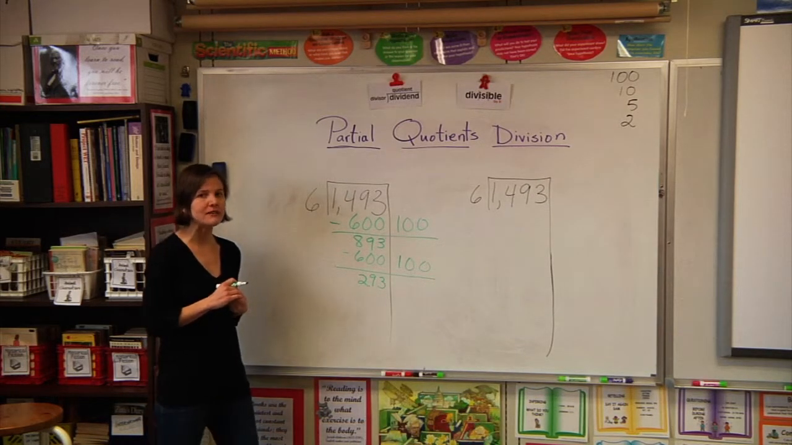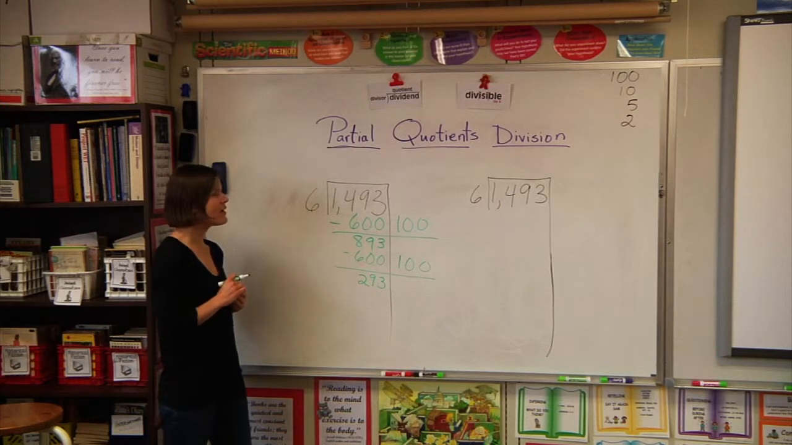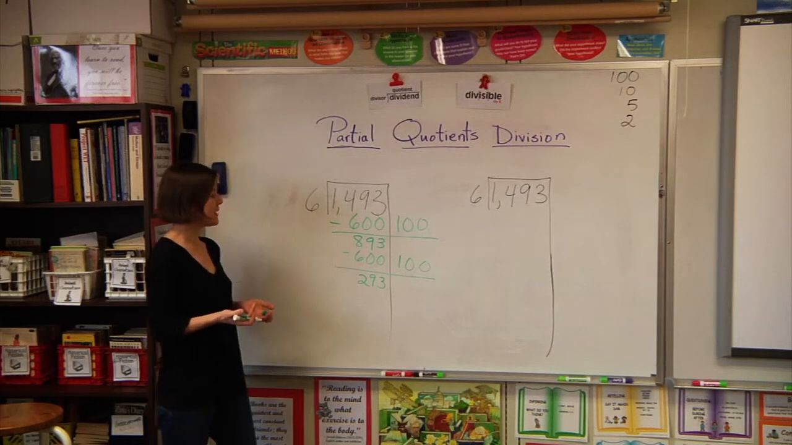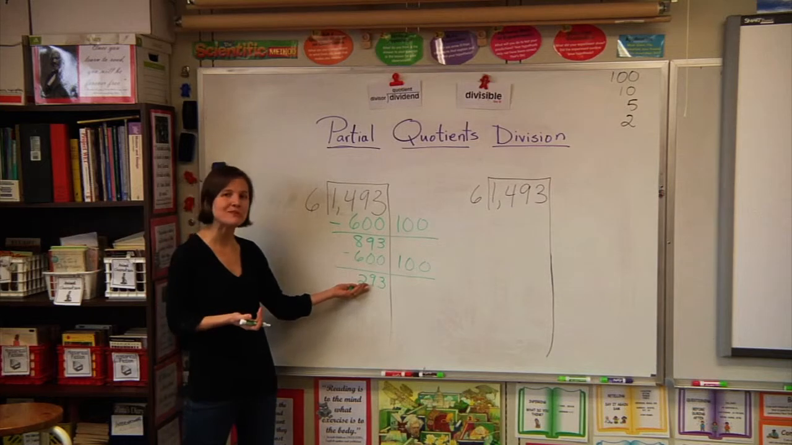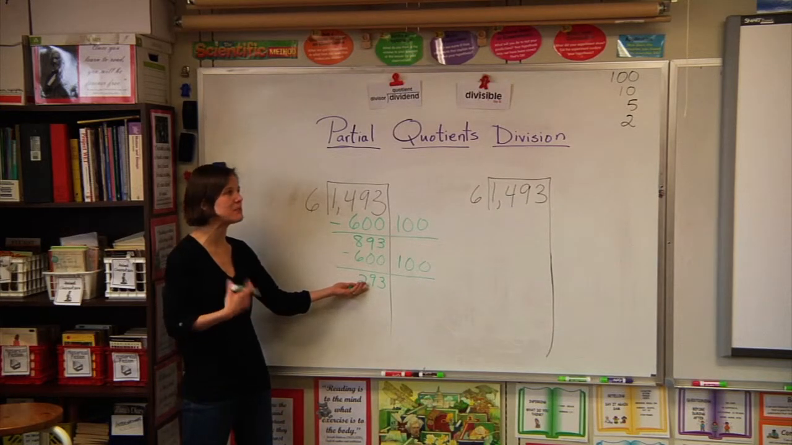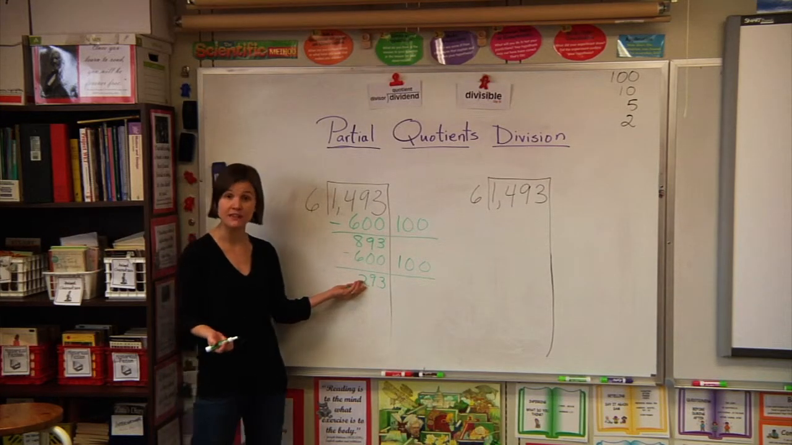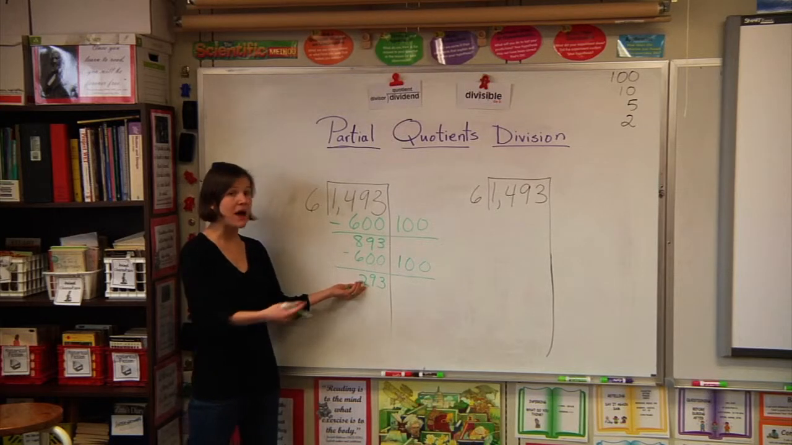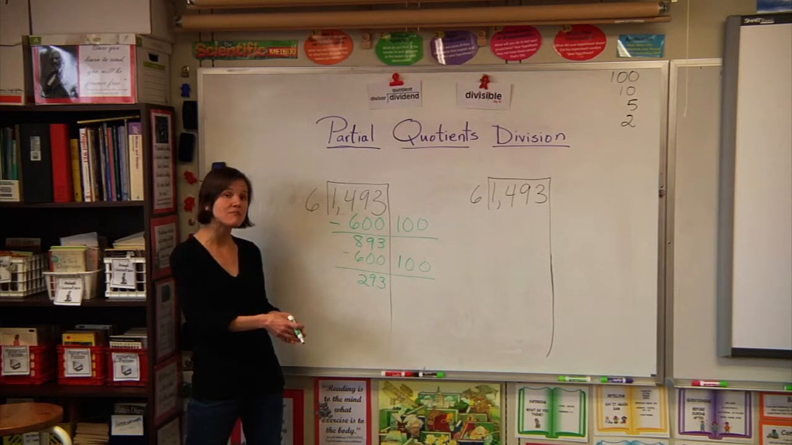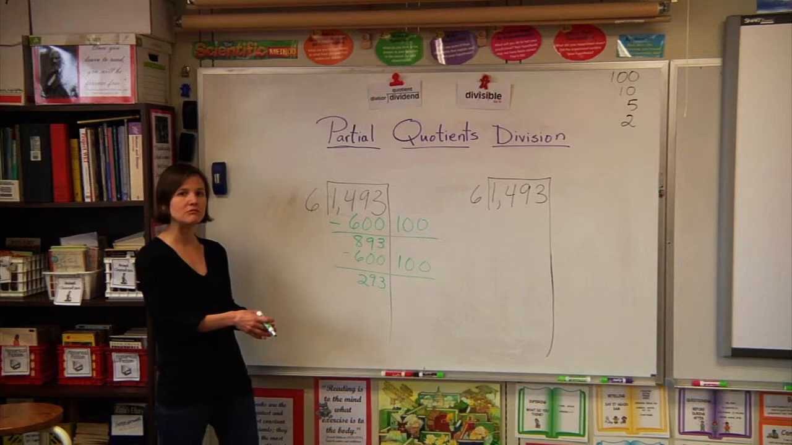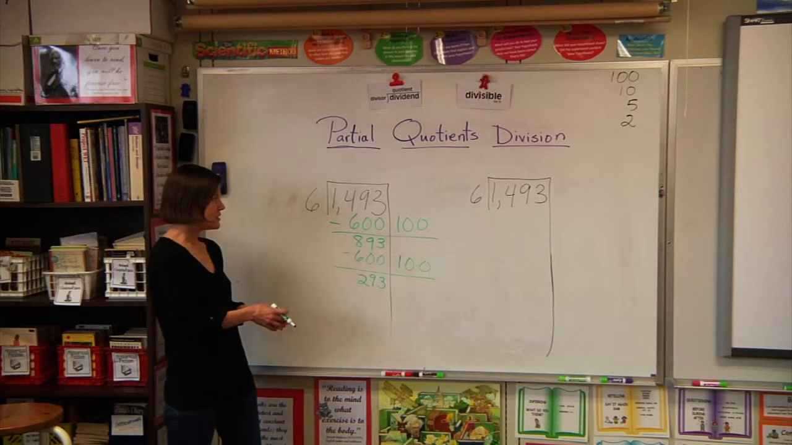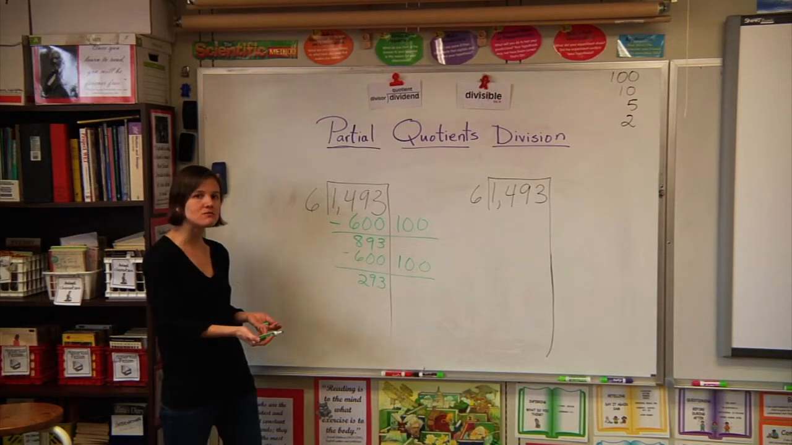So what friendly number could I use? Well, I could use 10, but giving out 10 would still take a while. Could I use a number bigger than 10, like a multiple of 10? Could I give out piles of 20 M&Ms at a time? How much would that equal? Let's see. 2 times 6 is 12.